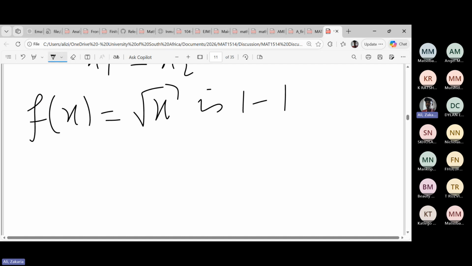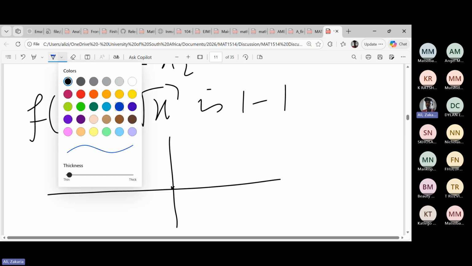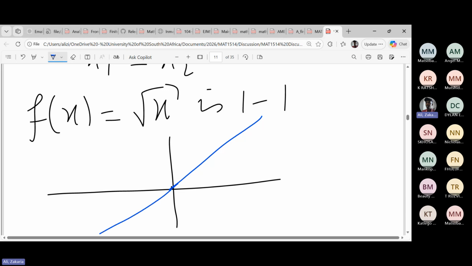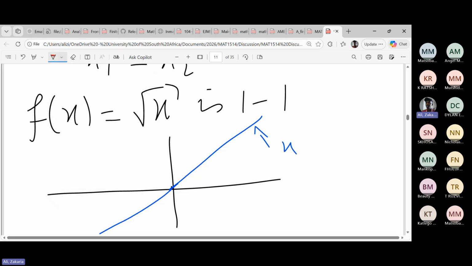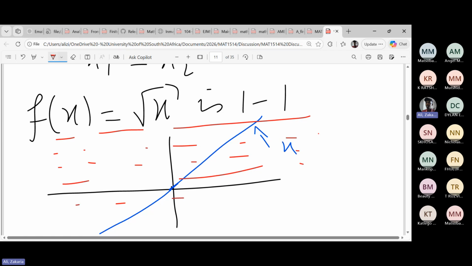Now let's try with the first one. The first function is f of x equal to x. When x is 1, it is 1, when x is 0, it is 0. So let me use a different color. When x is minus 1, it is minus 1. This is the graph of f of x equal to x, or y equal to x. Now if you take the horizontal line test, you test it like this. Does it touch many times or does it touch only one? If 10 of us sketch a line, 10 of us use the ruler, it touches only once. It doesn't touch more than once. It touches the graph only once.